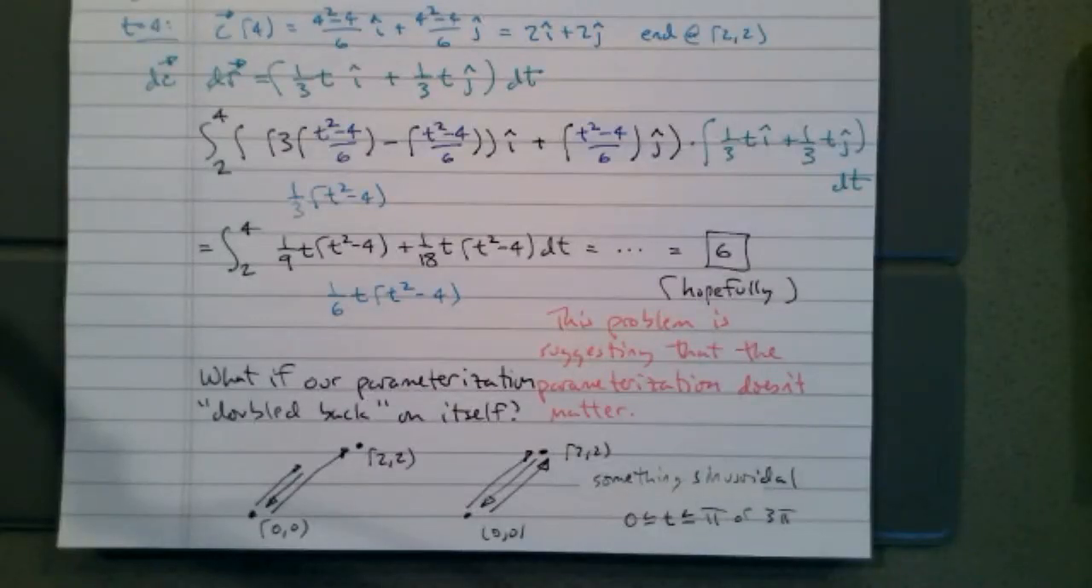So what about the parameterization will change things? That's my question. The problem is suggesting that the parameterization doesn't matter. But what if our parameterization is overly complicated? I guess that's the question I want to ask. Let's pause the video here and talk about other problems.